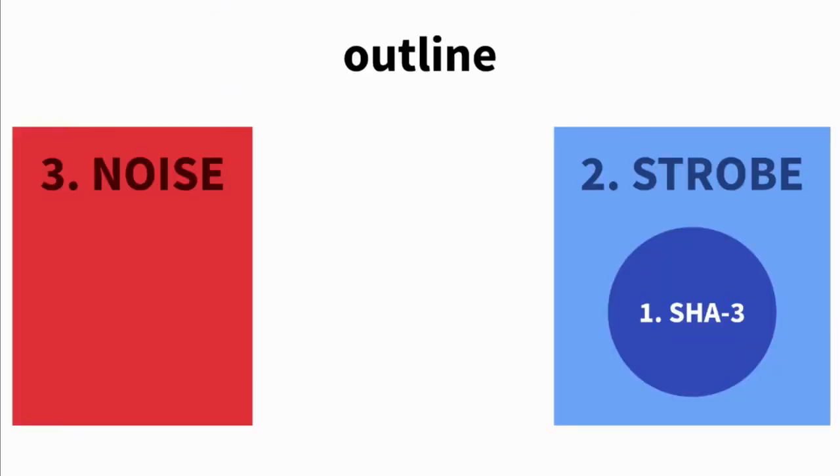All right. So that's basically what Strobe is. It's just this kind of protocol framework built on top of SHA-3. So now I'm going to talk about Noise. If you kind of lost track of what I'm talking about, I'm really taking a break from SHA-3, so you can get back into the talk now. What is Noise? Noise is a protocol framework to build stuff like TLS.